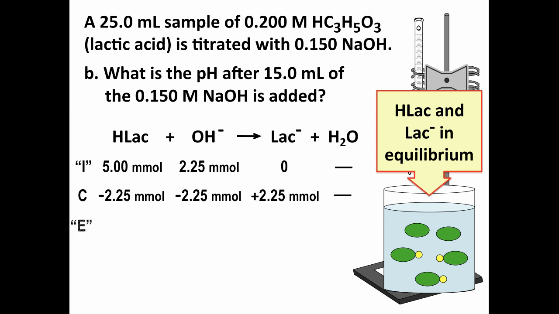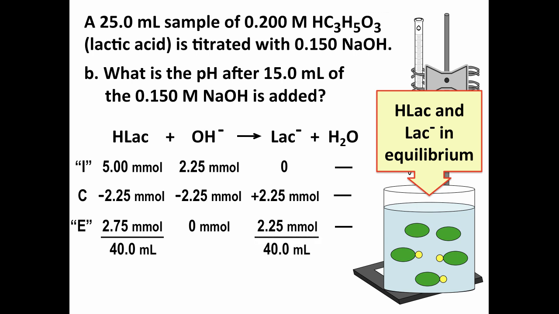It'll be gone. That means that the lactic acid also decreases by 2.25 millimoles, and the lactate increases by 2.25 millimoles. So our quote-unquote equilibrium, which is really just the end result of this reaction taking place, is we have 2.75 millimoles of lactic acid left, hydroxide's been wiped out, and we've formed 2.25 millimoles of the lactate ion. So note, we've got some conjugate base formed, some weak acid left, and it is in 40 milliliters of solution.